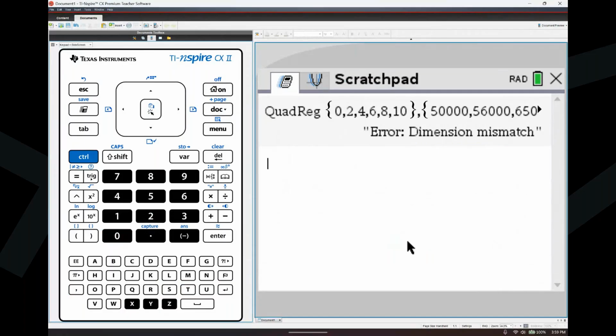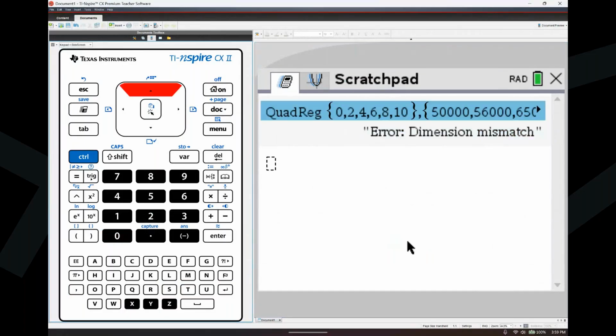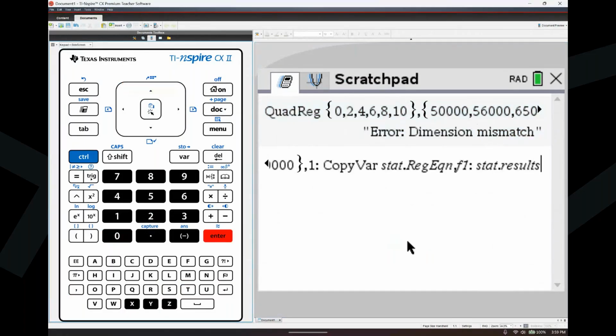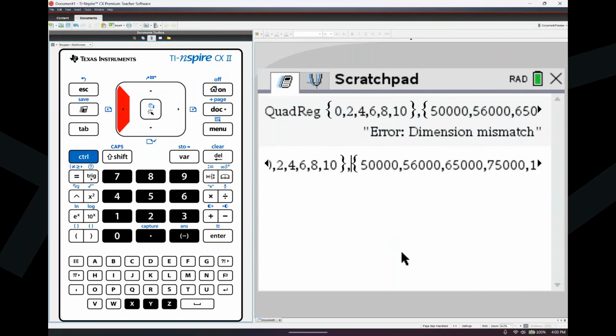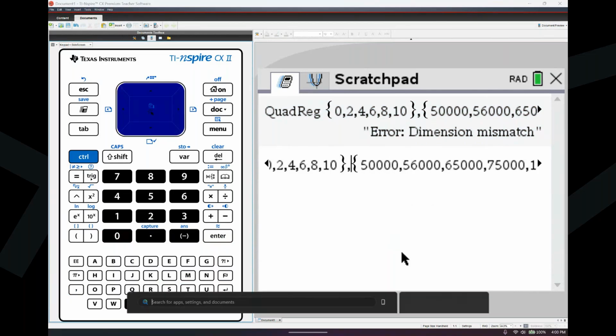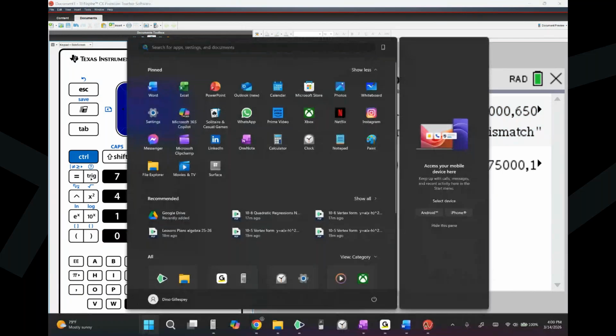Where's the mistake? 0, 2, 4, 6, 8, and 10. Got another dimensional error, right? So I should have 6 of these, right? 1, 2, 3, 4. Oh, wow. What am I missing? Let's see which ones I'm missing. I'm missing 50, 56, 65.